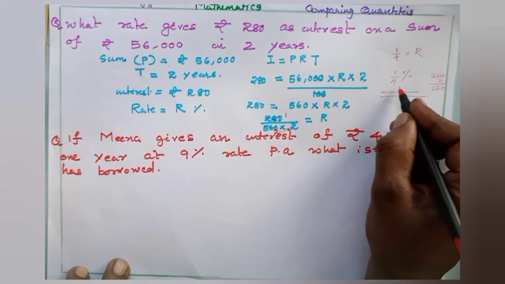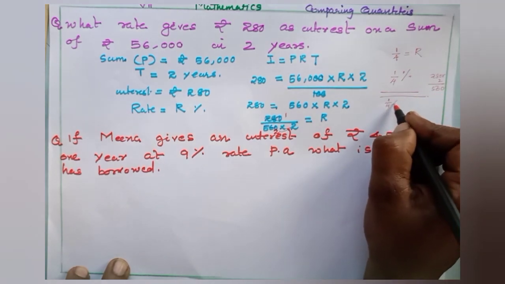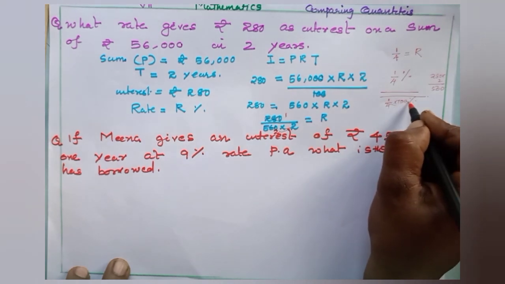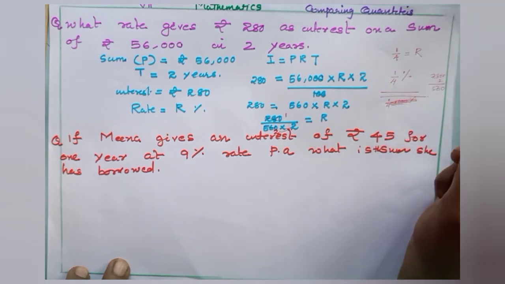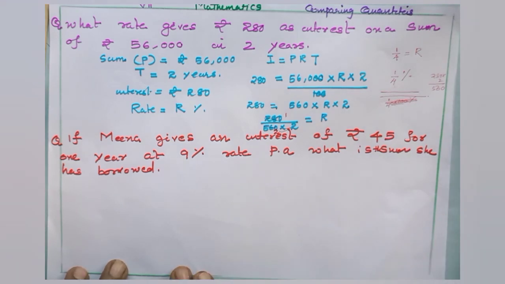So 1 by 4 percentage equals 1 by 4 into 100 percentage. So we can cancel this. We get 25 percentage, 0.25 percentage. So the answer is 1 by 4 percentage. Okay.